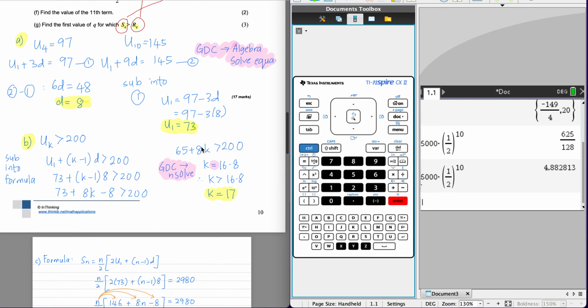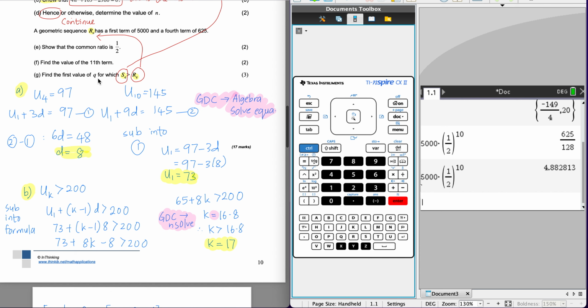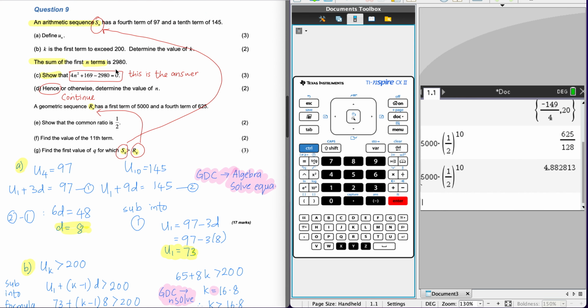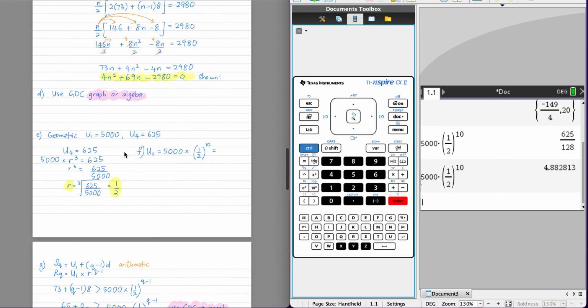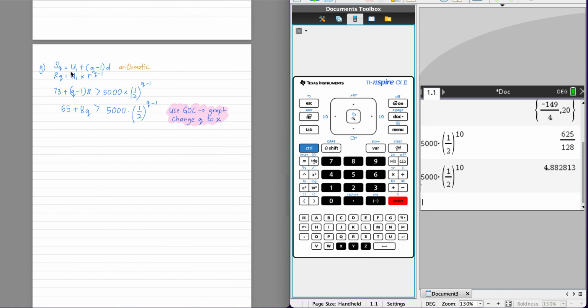And last question, find the first value of Q for which SQ is greater than RQ. SQ comes from the first part, the arithmetic sequence. So we need to change N to Q, and the geometric sequence R to Q. They are talking about the term. This is not the sum. Okay, so for the term SQ, I substitute accordingly: u1 plus Q minus 1 times d. They give Q, it's supposed to be N, so this is supposed to be un actually, but we change that.